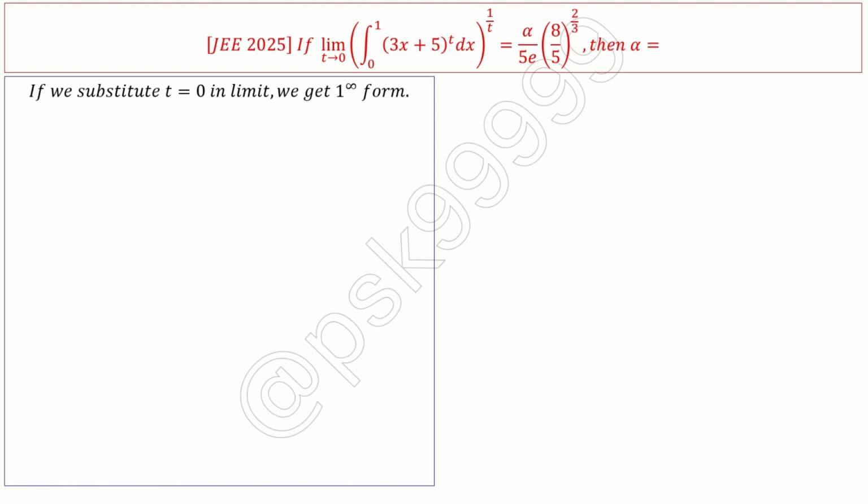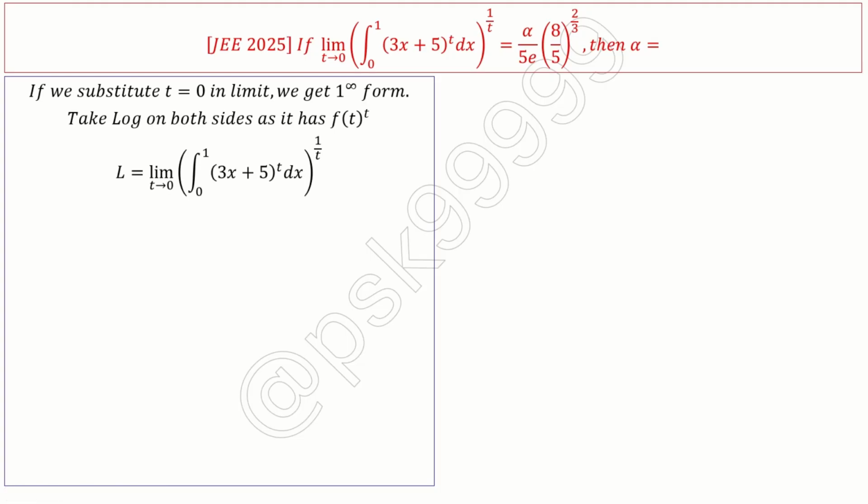Now we have a term with the power of 1 by t, so obviously you should take the logarithm to solve this problem. Let's take the logarithm on both sides. Let L be this limit, t tends to 0, of the integration to the power of 1 by t. Then log L is the limit t tends to 0, where 1 by t comes in front, 1 by t into log of this integration value. Now let's see how to solve this one.